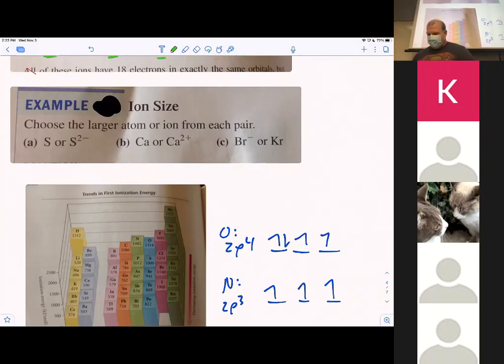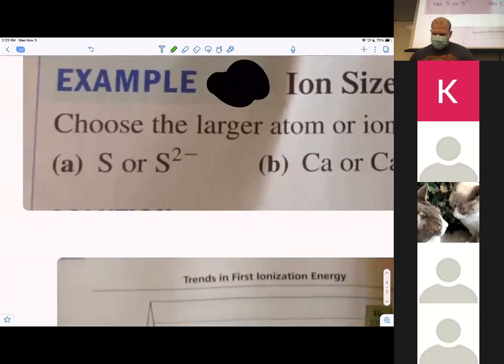Okay, so choose the larger ion from the pair: sulfur or sulfide. Your sulfur has 16 electrons, 16 protons. The sulfide has 18 electrons, 16 protons. The sulfide just gets bigger. So remember that when you have an atom and you add electrons to it, it gets bigger, because you add negative charge, and electron clouds don't like each other.